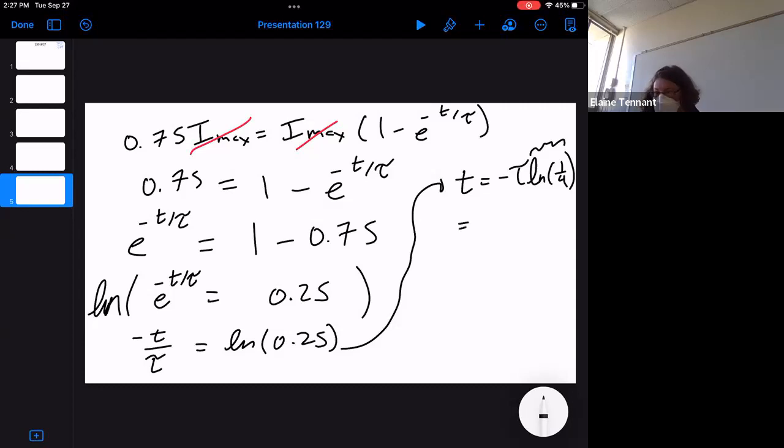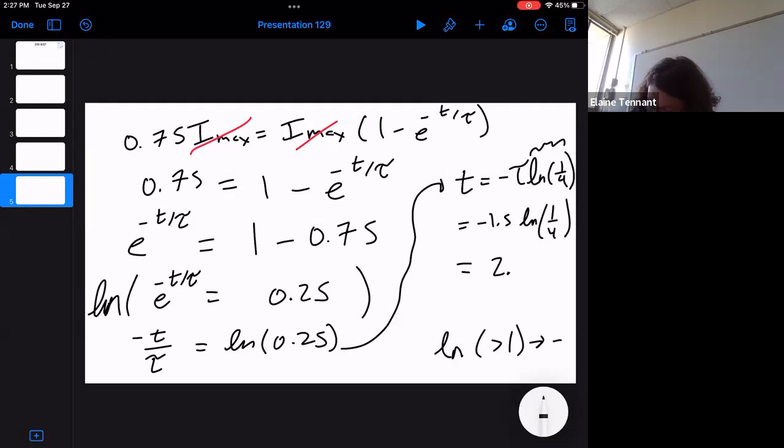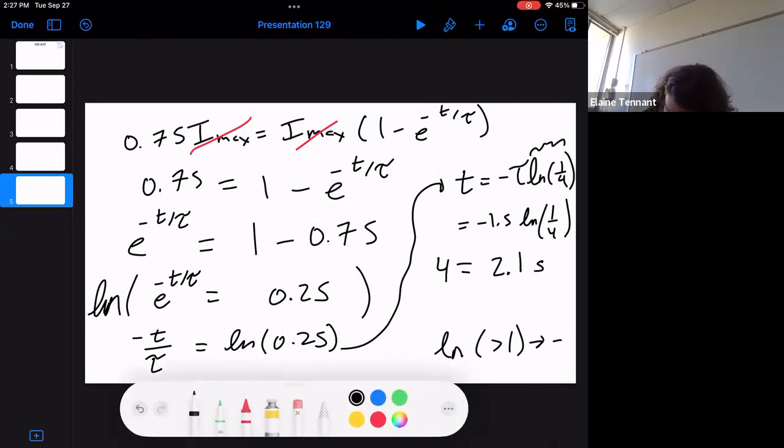So yeah, wait, so it's always negative if it's less than 1? Yeah, the natural log of anything less than 1 will give you a negative answer. So whatever this is, your minus signs are going to cancel out, and you'll end up with about 2.1 seconds. That should be a t and not a 4. Okay, that made sense? You're just plugging in, but you're getting that percent, right?